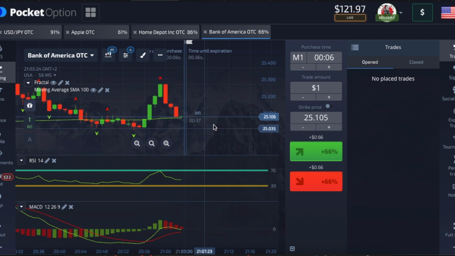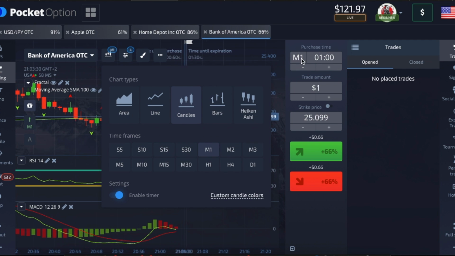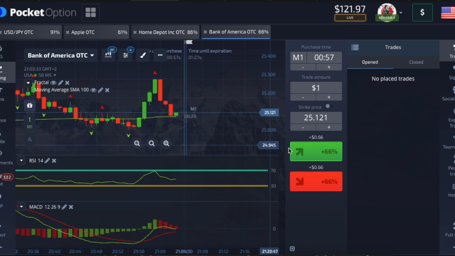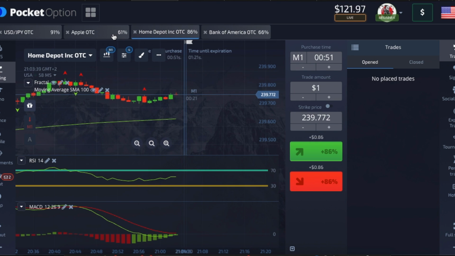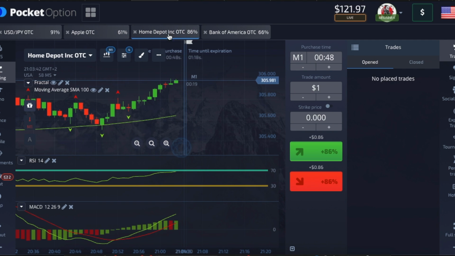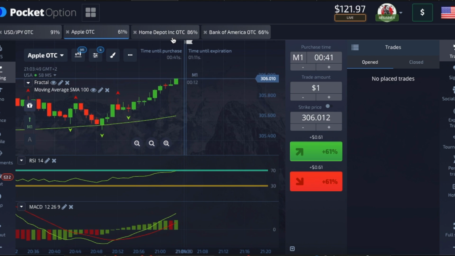Home Depot, definitely not trading that. As you can see, there's really no breakout so far on Home Depot. And then Apple, still on the up and up. Go back to BOA. Bank of America looks like it's about to be on the up and up. So I'm just gonna wait to see what it does.